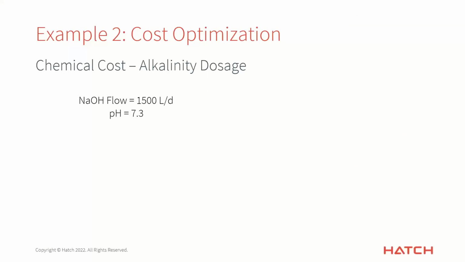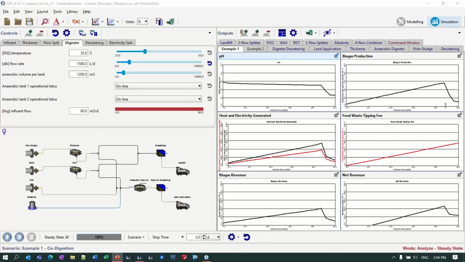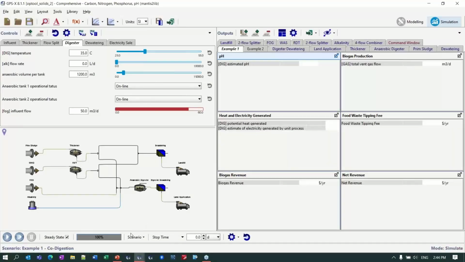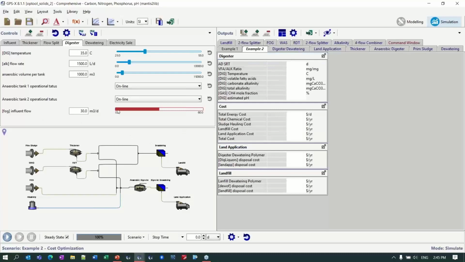Okay, so what I'm going to do is go from 1,500 down to 500 liters per day of dosing of the alkalinity correction. I need to do a couple of things here. First of all, I'm going to turn this off and go back to a different scenario. We're going to hold that FOG flow in the middle here somewhere. And I've got more outputs set up for us over here.